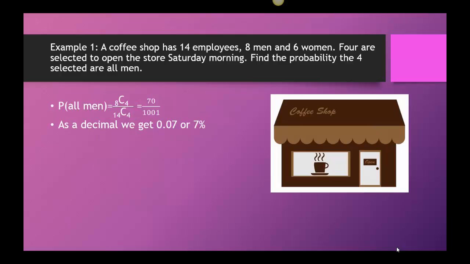So the probability of getting all men, the numerator reduces to 70. When I put it in my calculator, the denominator is the same. But again, as a decimal, I can see it's 0.07, which is 7%.